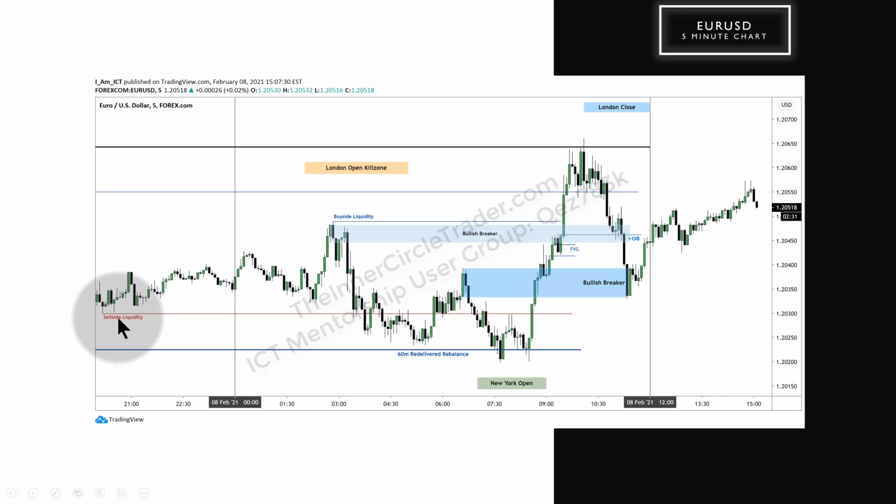So we have a sell side liquidity pool here, and then we have the 60-minute redelivered rebalance. This is what I taught you this weekend. Now, this is the opposite of what I'm going to show you on the chart of the dollar index in a moment. But for now, just know that you want to be looking at your 60-minute chart, and you'll see the opposite of what I'm going to show you in the next chart. I will also include it in the midweek review on Wednesday.